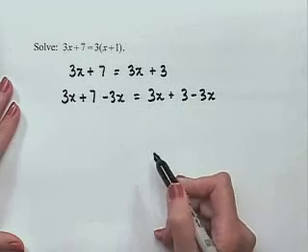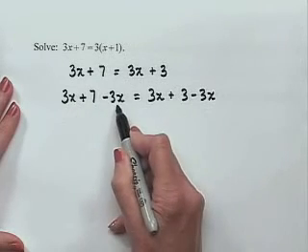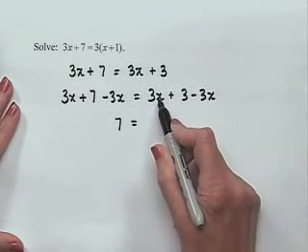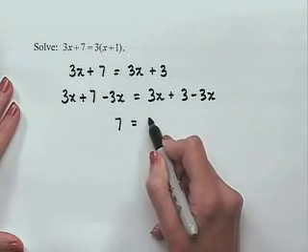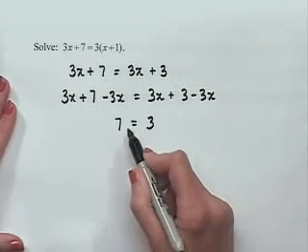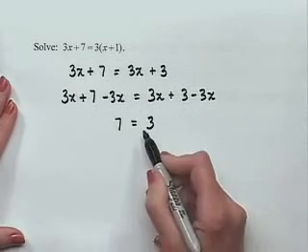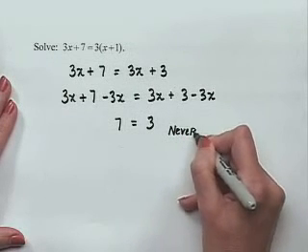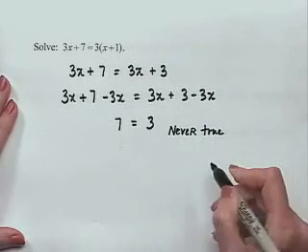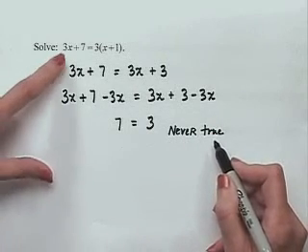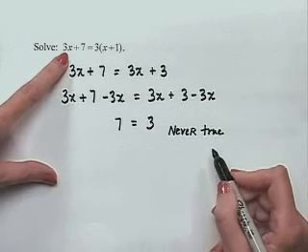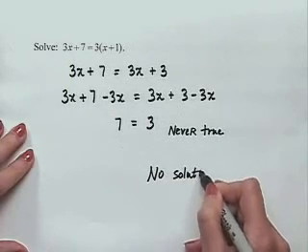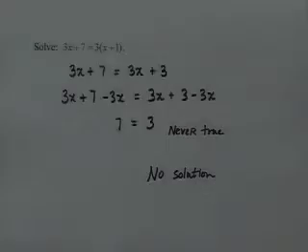Now let's combine like terms. 3x minus 3x, well, that's going to be eliminated, and we're left with 7. On the right-hand side, we subtract 3x, and we're left with 3. However, when we look at this result, we know that 7 does not equal 3. In fact, this statement is never true. And so using that same reasoning, that must mean that the original equation is never true. And if that's the case, then we have to state that there is no solution to this equation.